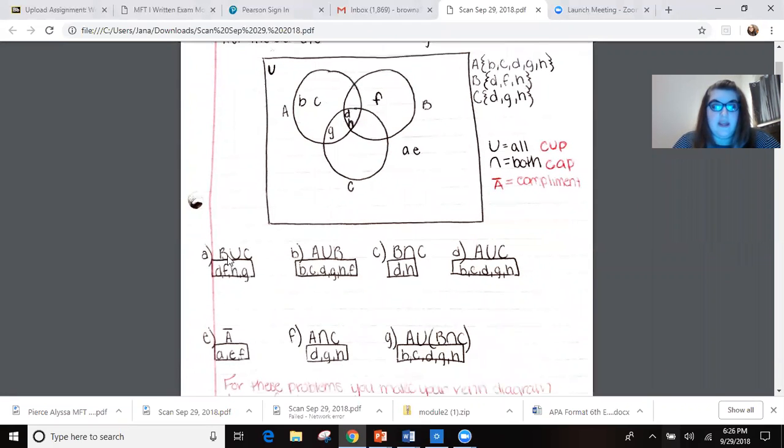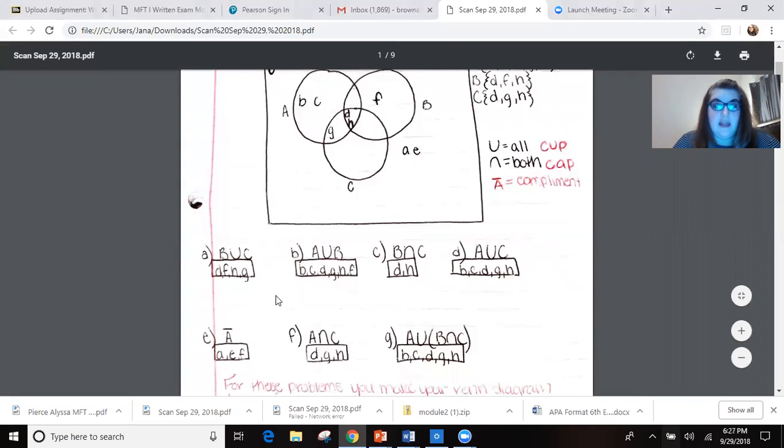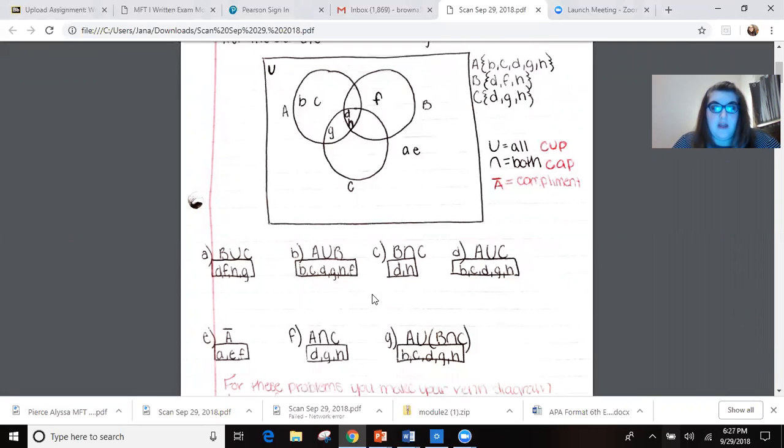And we have B, and then this thing that looks like a U, but actually that is called a cup. To me, the easiest way to list that is that it means all. What is everything within B and C? That would be D, F, H, and G. And then we have A and B, same thing. So what does A and B have? B, C, D, G, H, and F.